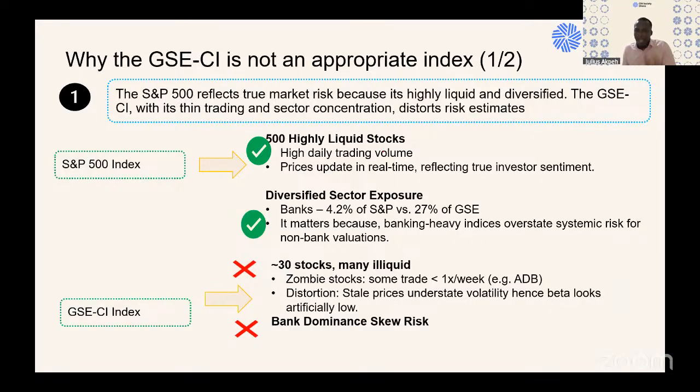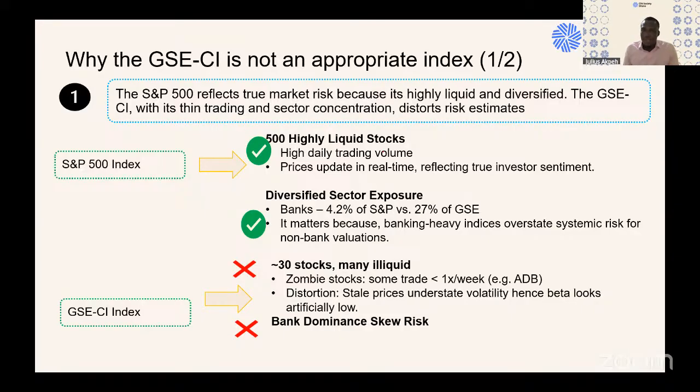Now, why does this matter? It matters because bank-heavy indices overstate systemic risk for non-bank valuation. If you are doing a valuation of a company like MTN or Fan Milk and you want to use the GSE, because the majority of the companies in the GSE are banks, the index is going to reflect the movement in the banks. So it may not give a correct price for risk as far as your company is concerned. The GSE index is not a diversified index.